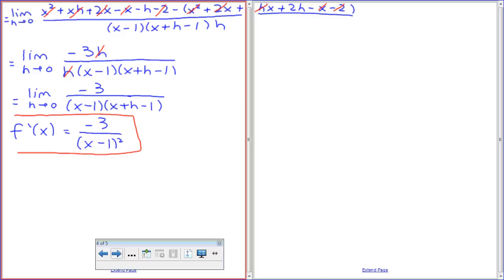Now, as far as what you guys are responsible for on your test, something like this, you should be able to do. Yes, it's messy, but you guys are calculus students, so I'm not worried about mess. If you need to turn the page sideways, or use another piece of paper during your test, that's fine. I have no issue with that.